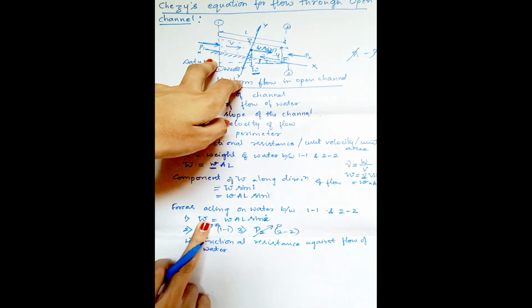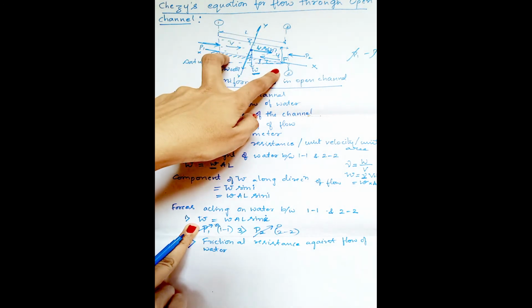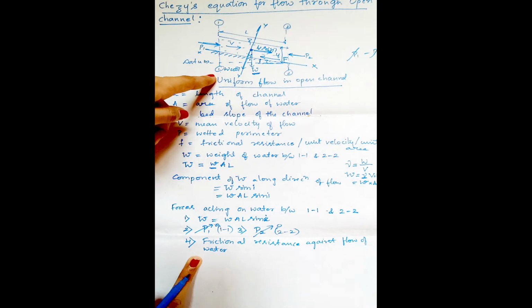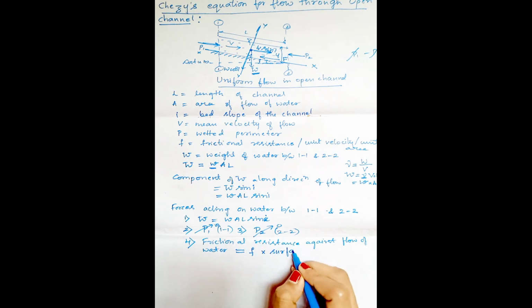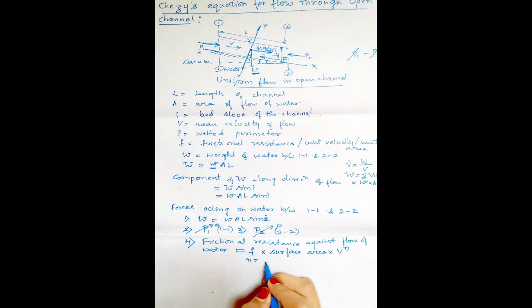So now we have only 2 forces left. One is the weight of the water between section 1 and section 2. Another one is the frictional resistance. So we have to find the frictional resistance against the flow of water. That will be equal to the coefficient of friction into surface area into velocity to the power n. Usually n is assumed to be 2, which is found from the experiment.